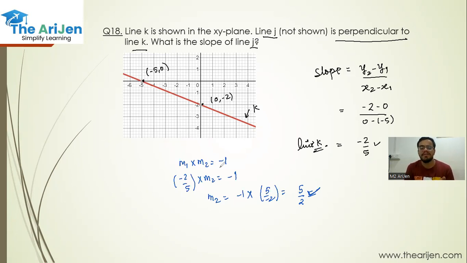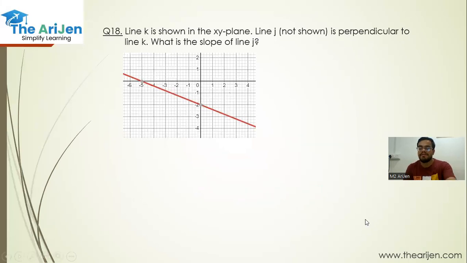And simply see, you don't have to write all this. If you just want to find the slope of a line which is perpendicular, simply take the reciprocal and change the sign. Just reciprocal and change the sign. This is what you have to do. Okay, so let's now move forward and have a look at some different questions.